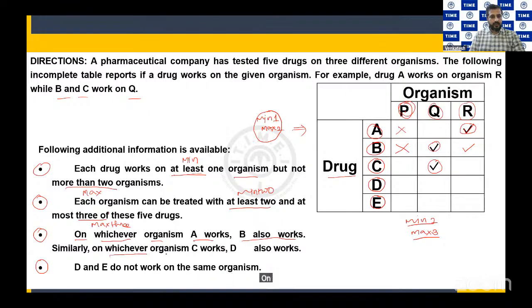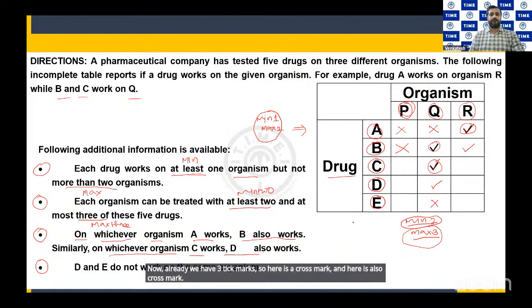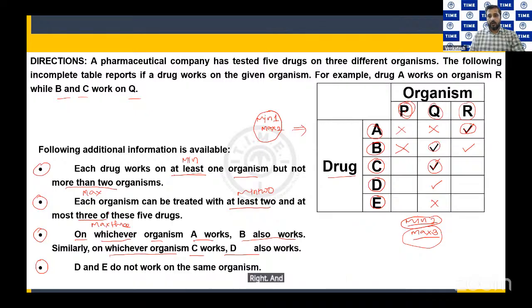On whichever organism C works, D also works. So if C works on organism Q, then automatically D also works on organism Q. Now, with respect to any organism, there are a minimum of two tick marks and a maximum of three tick marks. Already we have three tick marks, so here is a cross mark and here is also a cross mark. Right. And with respect to organism P, we have three places.